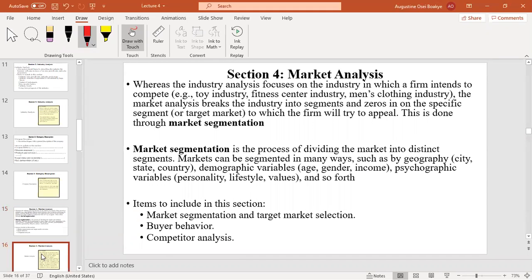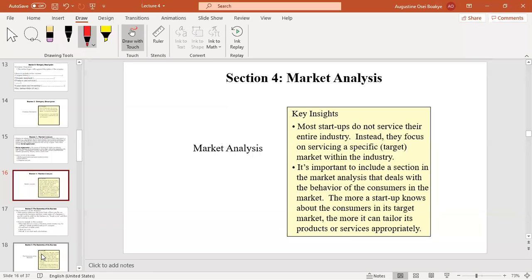Now, what are some of the key insights? Research indicates that most startups do not service their entire industry. In fact, it would be a Herculean task, because think about it this way: you are now entering the industry and professing beautiful ideas to your colleagues and suitable investors. So it will be a head-on crash when you decide to target the entire industry. Instead, they focus on servicing a specific market, so that becomes your target within the industry.